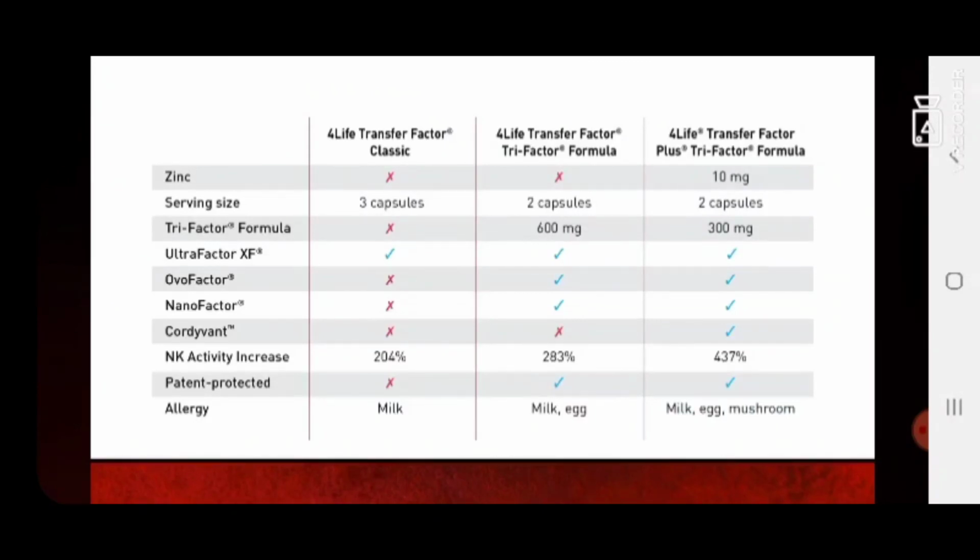So to kind of help you decipher which product might be best for you, you can kind of see here in this table some of the differences between them, the simple stuff, how many capsules or how much transfer factor is in each one. And you can kind of see from our natural killer cell assay the different levels in activity. And it goes up. It starts off just over 200 with the classic, to almost 300 with the Trifactor, and then well over 400 for the Transfer Factor Plus. And you have some of the allergen warnings there. If that's an issue for you, pay attention to those. Make sure you're getting a product that's safe for you to consume.